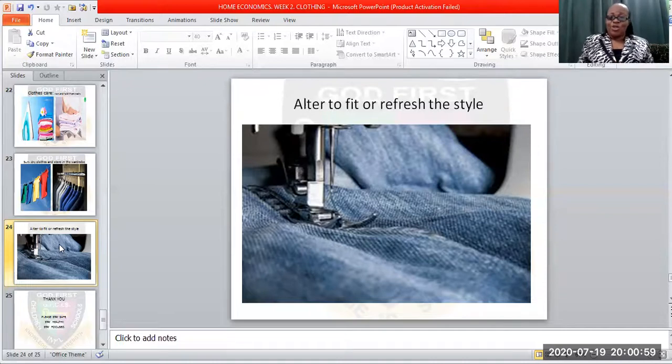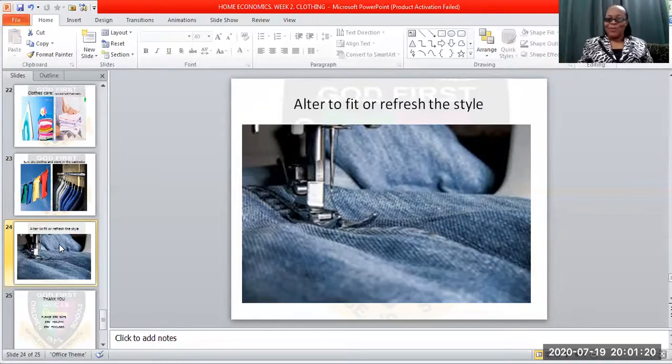Yes, but ensure that all your clothes can be altered to fit, or refresh the style. When your clothes are too big, it will not look so nice. It will not look too attractive. So it has to be altered to fit your size, to fit your person.